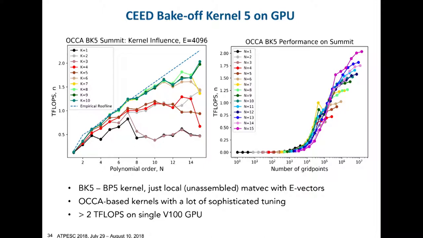And so when you go to order 14, pretty much from one point on, it's these blue guys up to a point, but not these other guys that start to tank here. If you make a similar plot by the number of grid points, as you can see, we get to about 2 teraflops. And this is one GPU. It's twice ASCI Red with order 14. This is a Volta GPU.